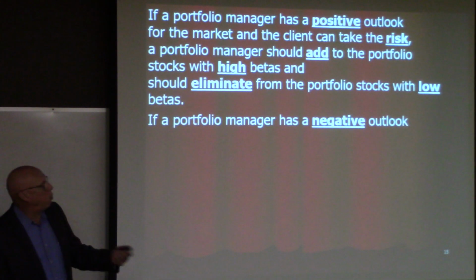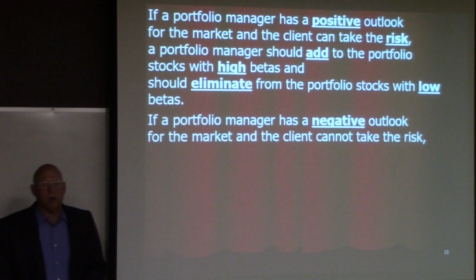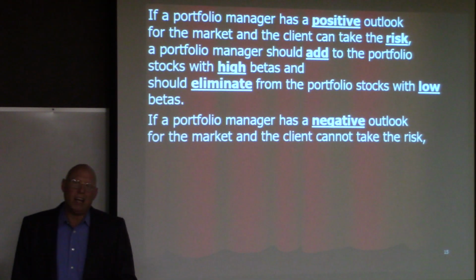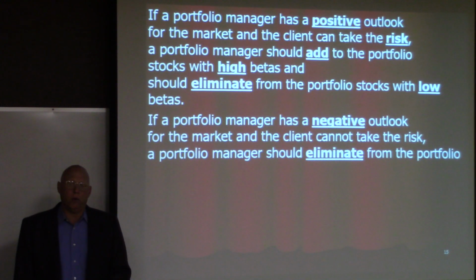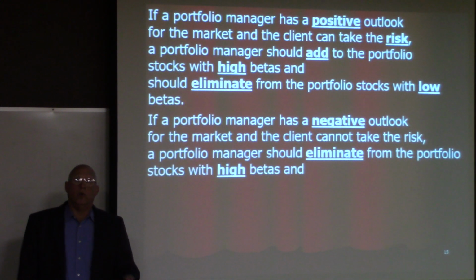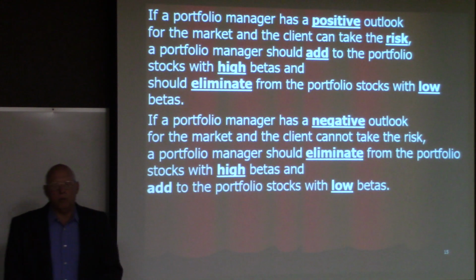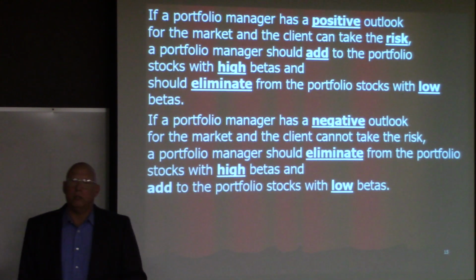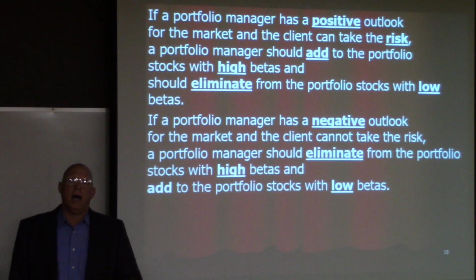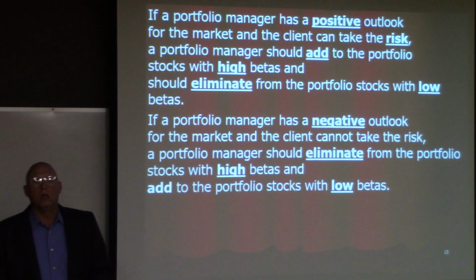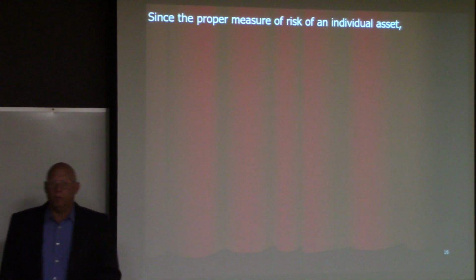If the portfolio manager has a negative outlook for the market and the client cannot take the risk, then the portfolio manager should eliminate from the portfolio stocks with high betas and add stocks with low betas. So what's your outlook for the market? What is the ability of the client to take risk? How do you want the portfolio to respond to anticipated moves in the market?